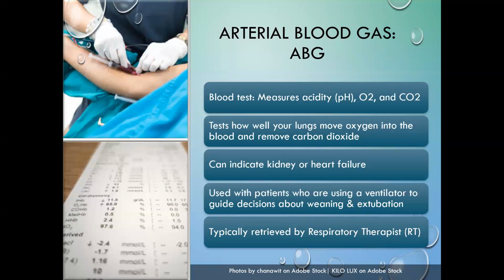An ABG is usually retrieved by the respiratory therapist. They'll run the test and they get a little receipt back with the detailed results. You can see it, that's the picture on the bottom left-hand corner of the slide. So if you're ever a part of interdisciplinary rounds, this is something that you'll see and hear the doctors and nurses and respiratory therapists talk about pretty frequently.